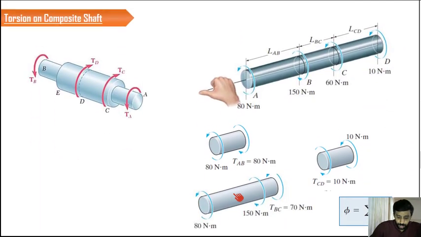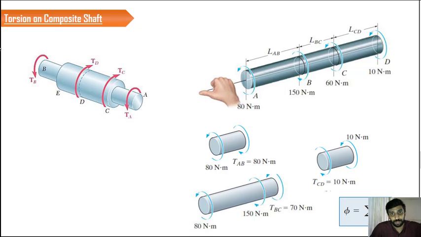Now the last topic we have to discuss here is the torsion on the composite shaft, because right now we have discussed only a shaft which is having constant cross section, but here you have different cross sections, along with that you have different values for the torque. So how will you solve such kind of question?